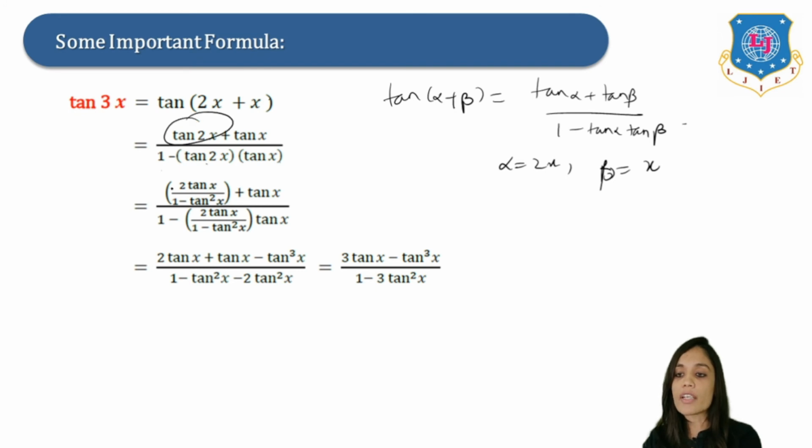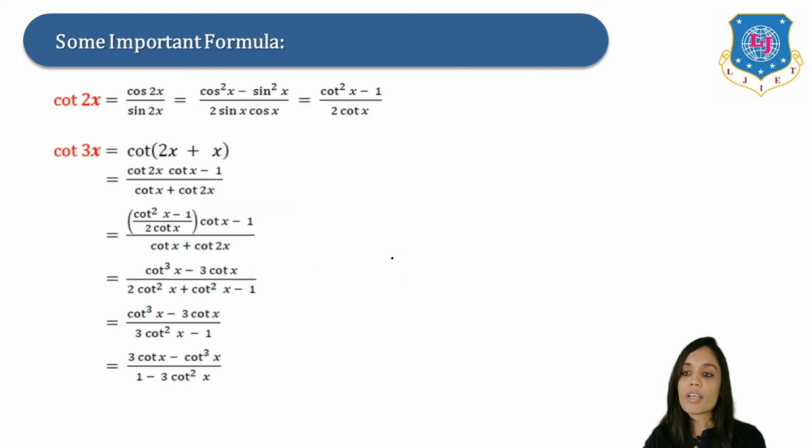Put the value of tan 2x, that is 2 tan x upon (1 - tan square x). At these two places, simplify by taking LCM. So you will get your answer as (3 tan x - tan cube x) upon (1 - 3 tan square x). Next, let us prove the formula of cot 2x.